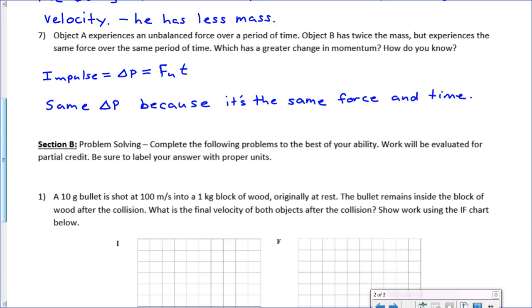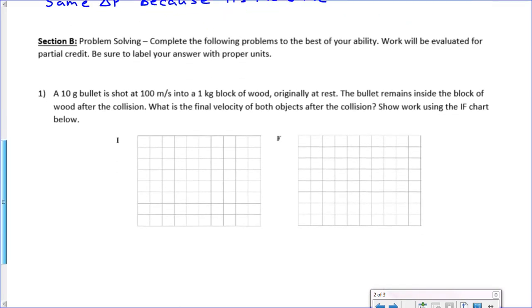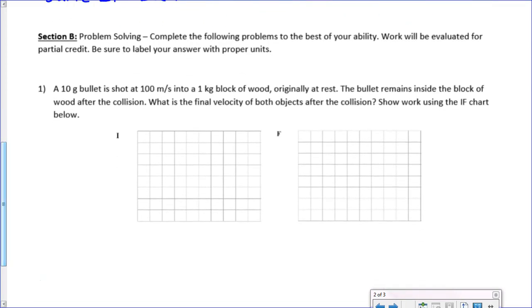Okay, on to section B. Section B is some different problems that we've got here. And so this first one involves a bullet which is shot into a block of wood. And I said that the bullet remains inside of the block of wood after the collision, so they kind of combine into one object. And I want to know the final velocity of both after the collision.